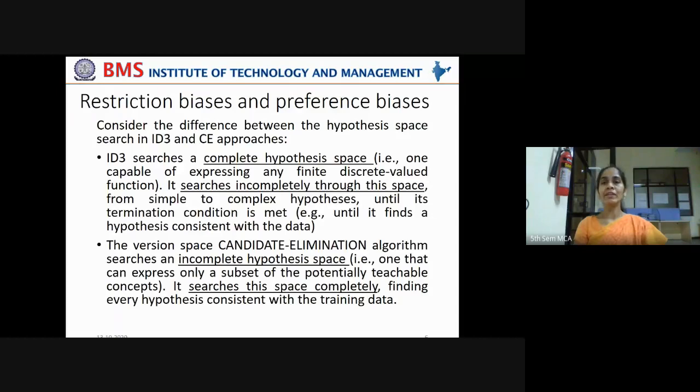Consider the difference between the hypothesis space search in ID3 and the candidate elimination algorithm. In the candidate elimination algorithm, the hypothesis space we also call the version space. You remember, the version space is represented as VS, with all possible hypotheses that are consistent with the training examples D, right? Here I'm writing VS. The version space is the set of all possible hypotheses consistent with the training examples D, right? That is the version space.